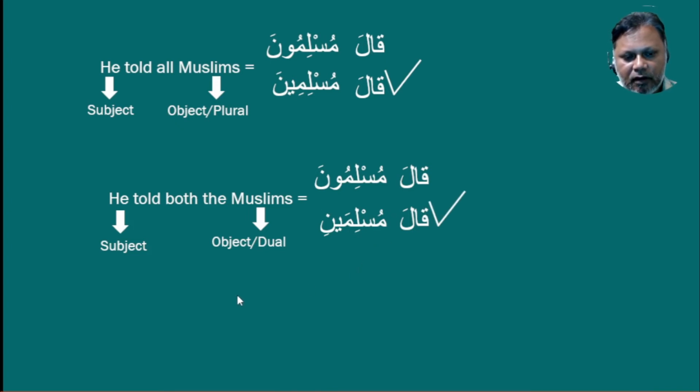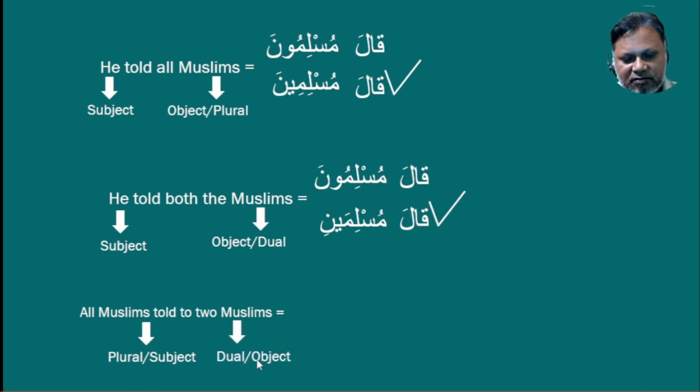Again, if you want to say "all Muslims told two Muslims," then "all Muslims" is the subject plural, and "two Muslims" is the object dual. Then it will be Qala, then our subject, all Muslims, will be Muslimuna, and the object dual will be Muslimaini. Qala Muslimuna Muslimaini. All Muslims told two Muslims. This is the way we can use this sentence in different cases.